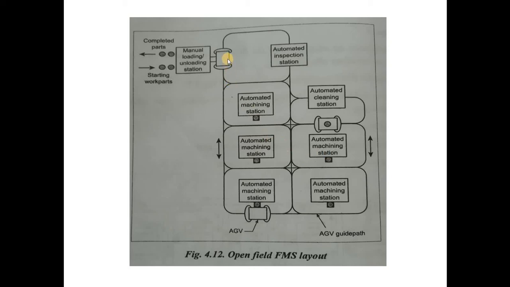As usual, we have a guide way to guide this. We have an automatic guided vehicle right here. This vehicle transports the raw material from here to the required workstation. Once the operation is done, the same automatic guided vehicle transports it to the inspection station, or else directly to the unloading station.